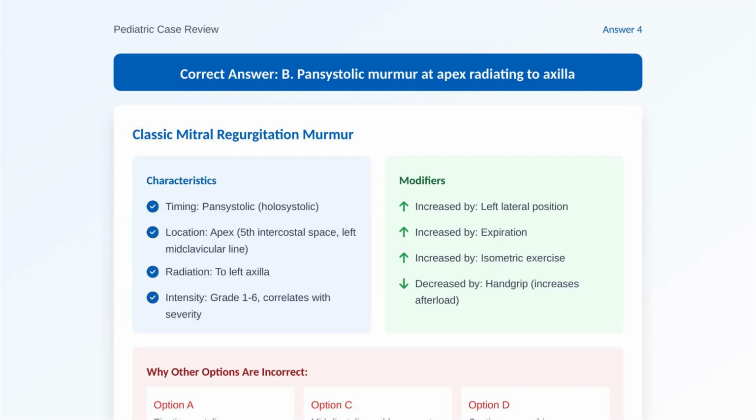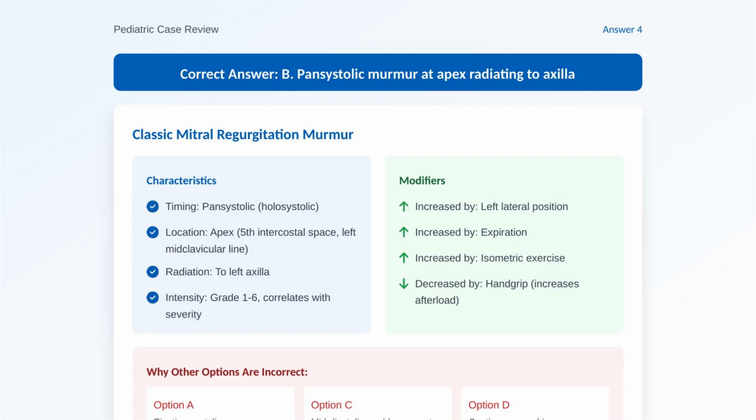The correct answer is B. Pansystolic murmur at apex radiating to axilla. This is the classic auscultatory finding in patients with significant mitral regurgitation. The murmur is pansystolic or holosystolic, meaning it occurs throughout systole.